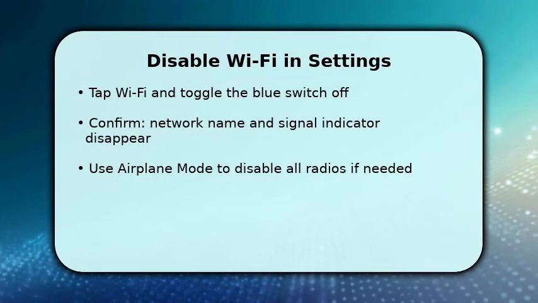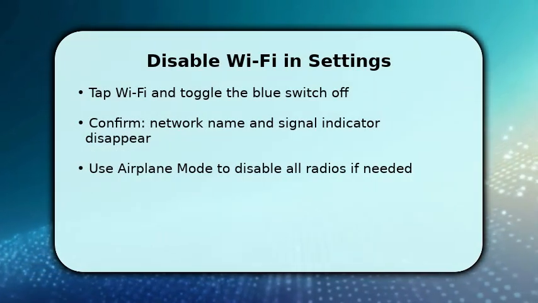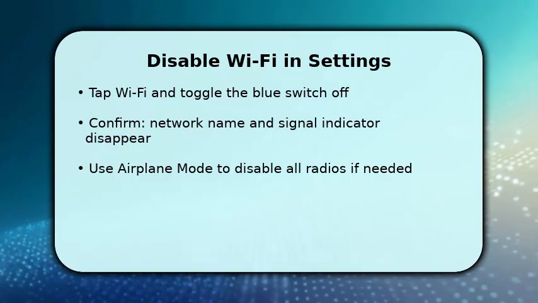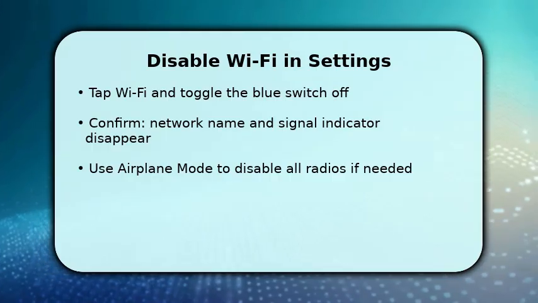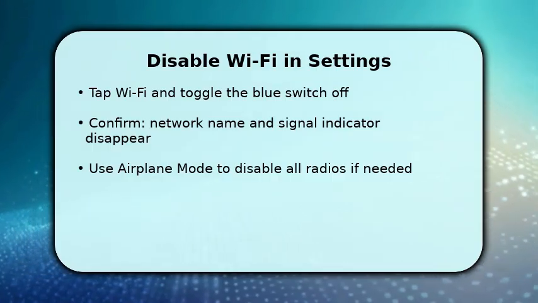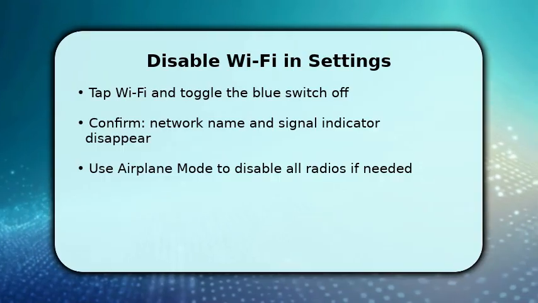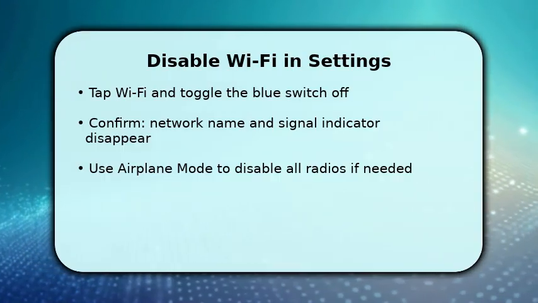You'll now tap Wi-Fi in Settings and flip the toggle from on to off. This severs the connection to any current network. Why that matters? Turning it off prevents background data and automatic reconnections. Make sure the network name and Wi-Fi icon in the status bar vanish.